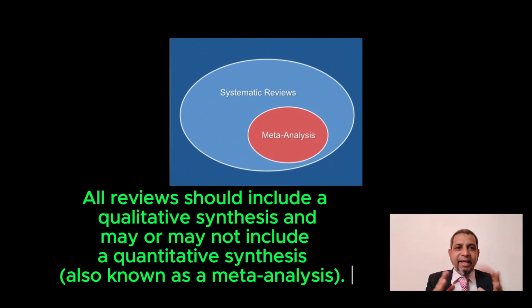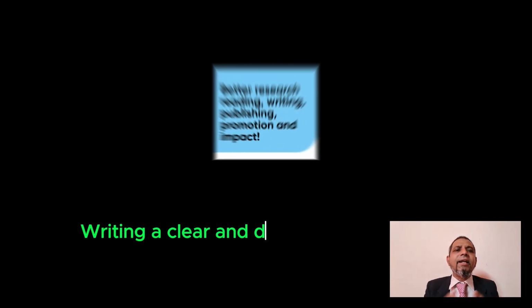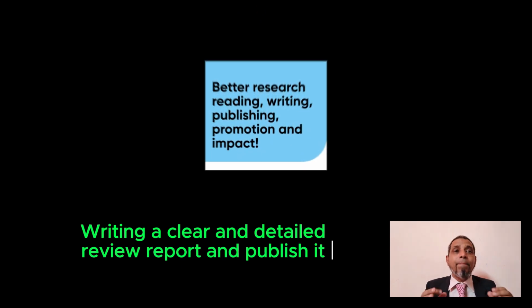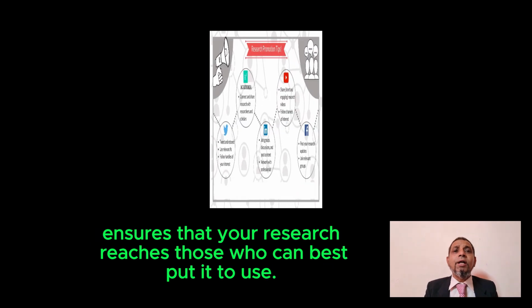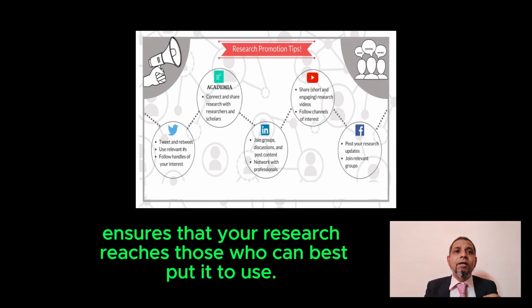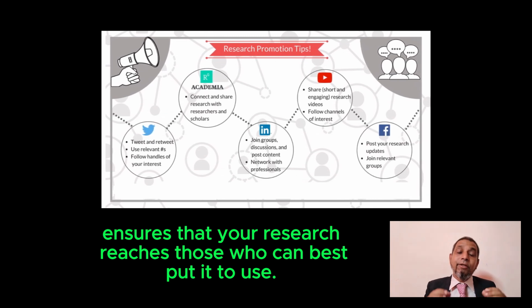A review may include a qualitative synthesis or may also include a quantitative synthesis, which is also known as a meta-analysis. And the step number 8, writing a clear and detailed review report and publishing it in the appropriate journal or medium. Ensure that your research reaches all those who can best put it to use.